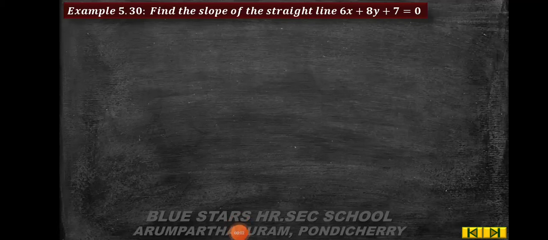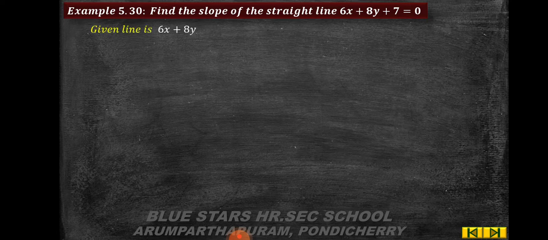Good morning students. Today we are going to see example problems before exercise 5.4. First one, example 5.30. Find the slope of a straight line 6x plus 8y plus 7 is equal to 0.